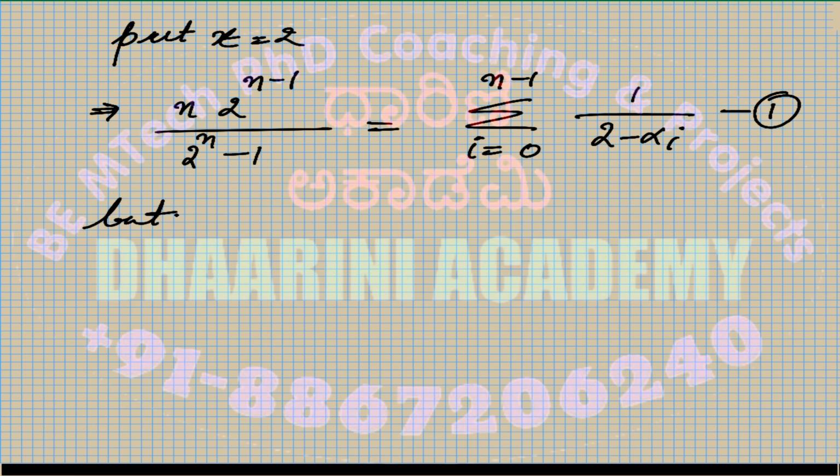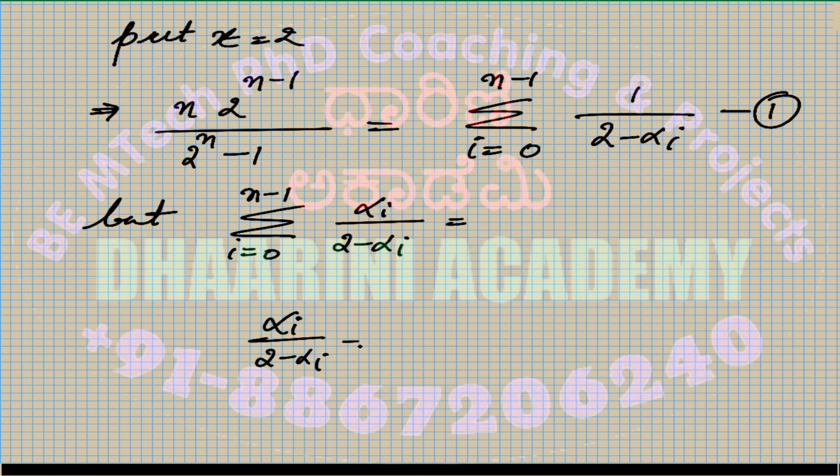Okay, but let's say we want to write this summation, i equal to 0 to n minus 1, of alpha i divided by 2 minus alpha i. This is nothing but, let's try to write alpha i by 2 minus alpha i as, can I write it like, this is 2 minus alpha i minus 2 plus 2. Okay, let's do one thing.